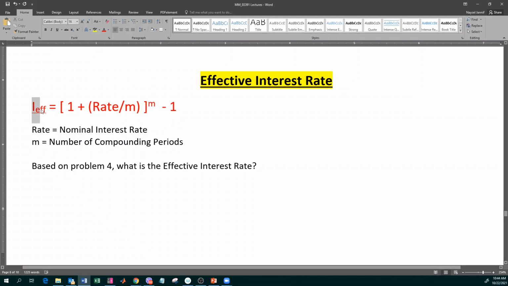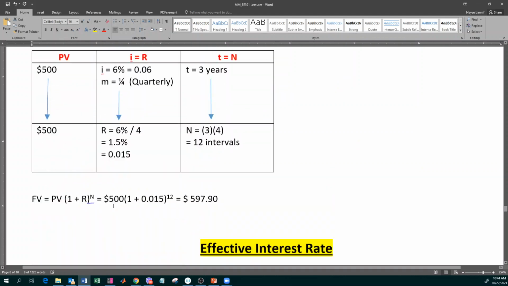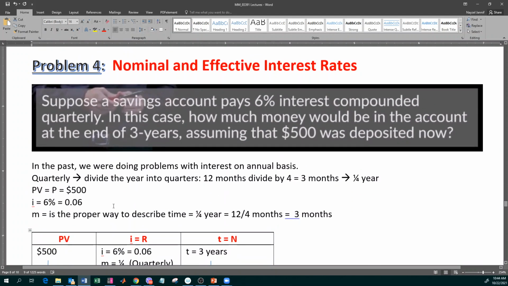Okay, so this is only interest. It's not giving us the final answer. It's only giving us the interest, not giving us the future value. So what is the effective interest rate? It's the formula. So the formula is here for problem number 4. The problem number 4 is the one which we just did.